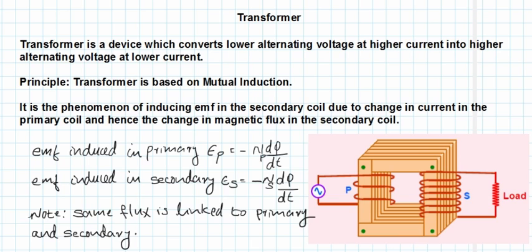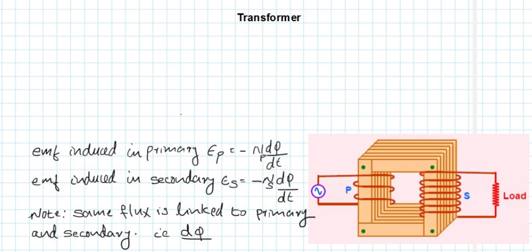Now note that the same flux is linked to primary and secondary. Our assumption is that the same flux is linked to primary and secondary. That is why we are writing d phi by dt. There is no d phi p or d phi s, because the same flux is connected to primary and secondary. In other words, d phi is connected to primary and secondary.